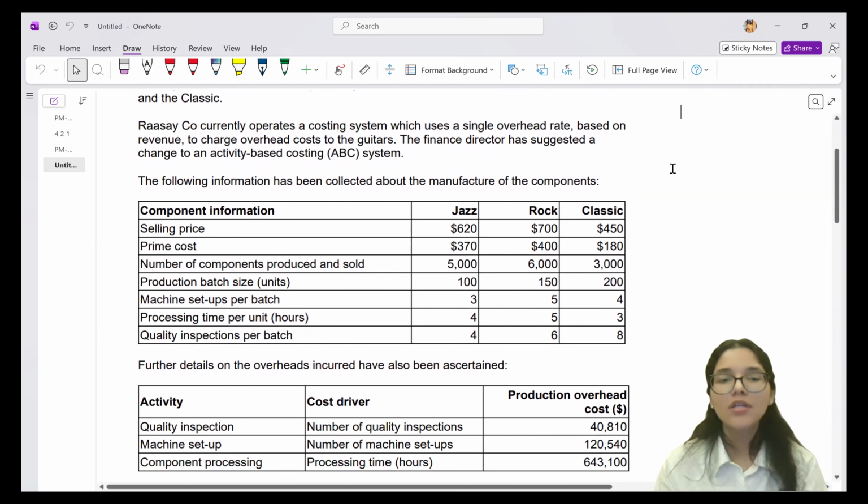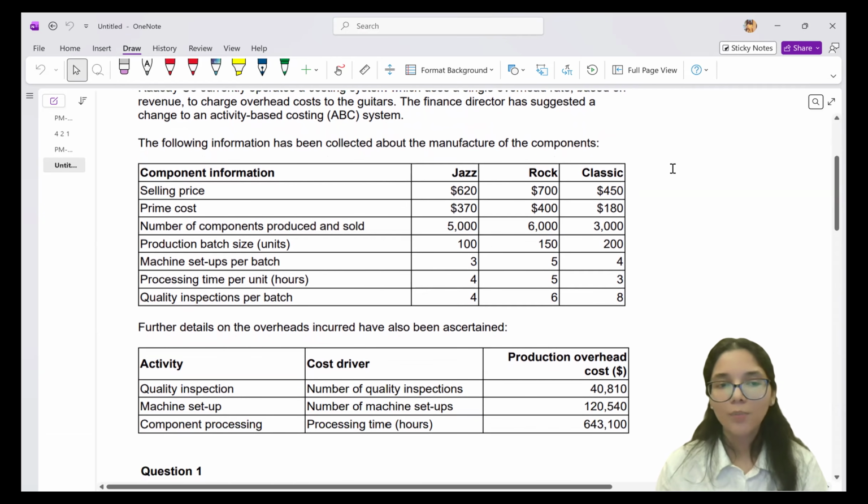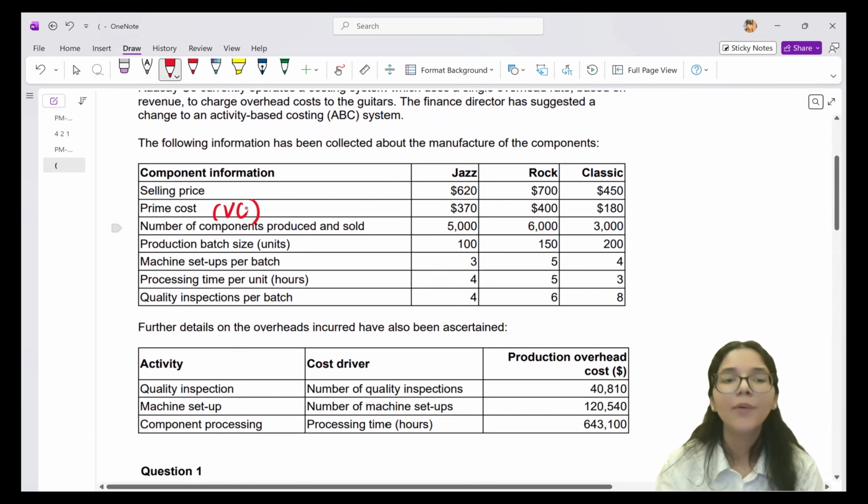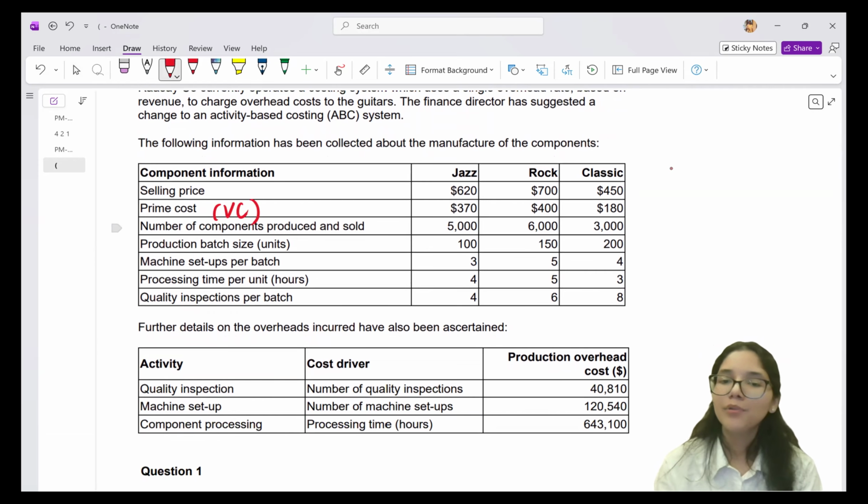The following information has been collected about the manufacture of the components. You can see selling price, prime cost. Prime cost is basically the variable cost of the product, the material and the labor. Number of components which have been produced and sold, production batch size has been given to you in terms of units, machine setups, processing time per unit, quality inspection per batch. So multiple pieces of information, because with the first line itself, you would be able to understand this is going to test you on the ABC method. So for solving using ABC method, we need a lot of information. So that is what we see over here.